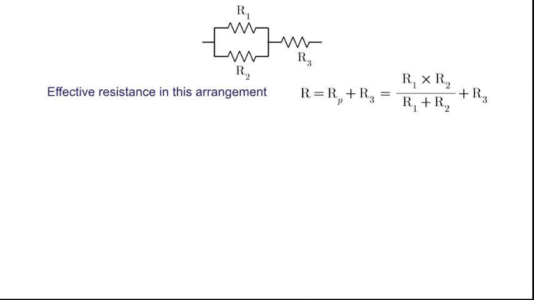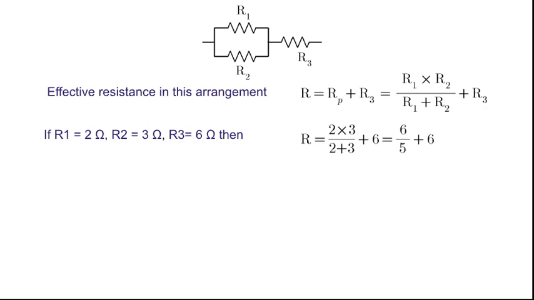Now let us give values for R1, R2 and R3. Let R1 be 2 ohm, R2 be 3 ohm and R3 be 6 ohm. Then what will be the effective resistance? We will get it as 2 into 3 divided by 2 plus 3, plus 6. It is equal to 6 by 5 plus 6, which will be greater than 6. But in this question, we require a resistance of 4.5 ohm. So this is not the required solution.